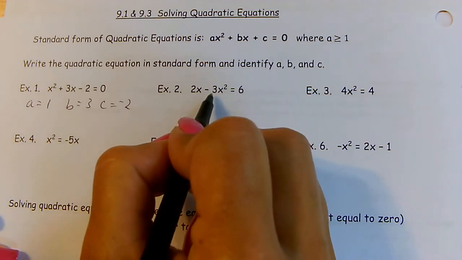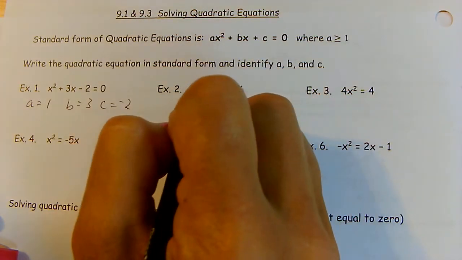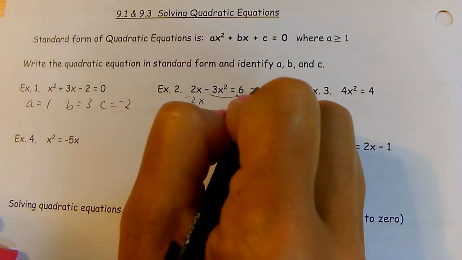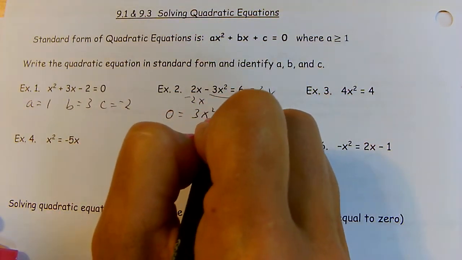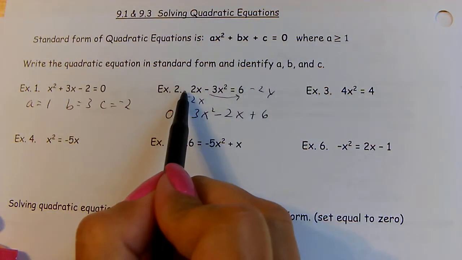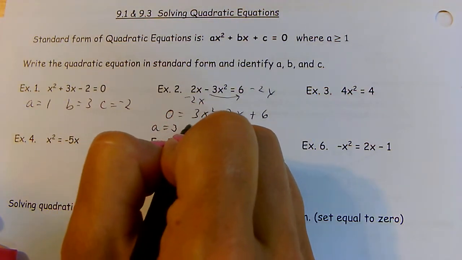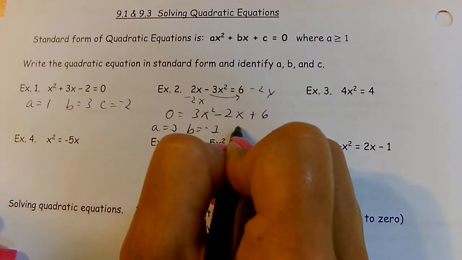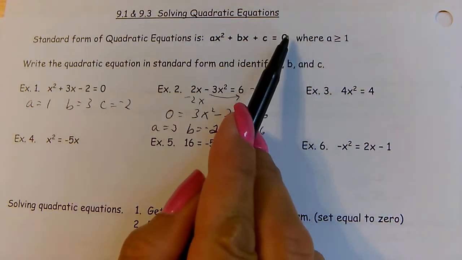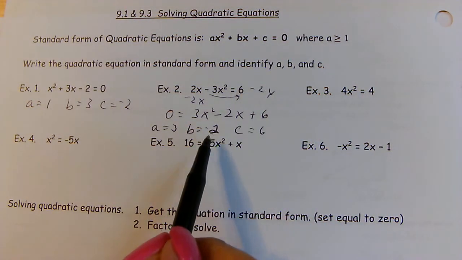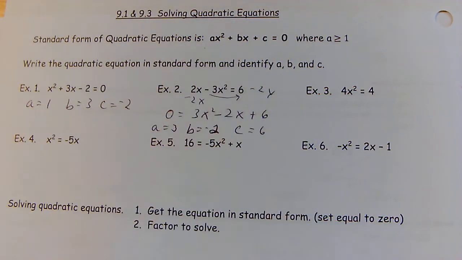Here, the a is not positive, so I want to bring it over here, 2x as well. So it'll be 0 equals positive 3x squared minus 2x plus 6, because when you bring a term over to the other side, it's the opposite sign. So a is 3, b is negative 2, c is 6. When you're solving, there's only one true standard form. It is in ABC order on the side that a is positive.